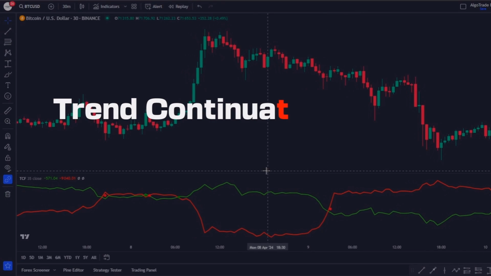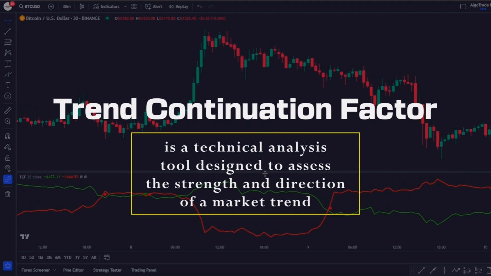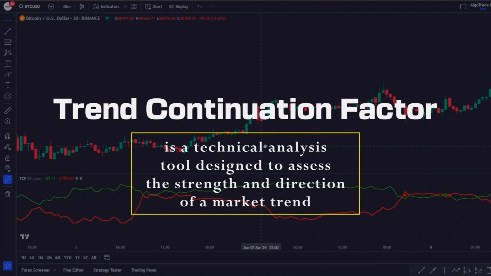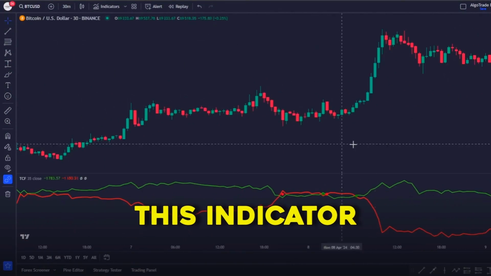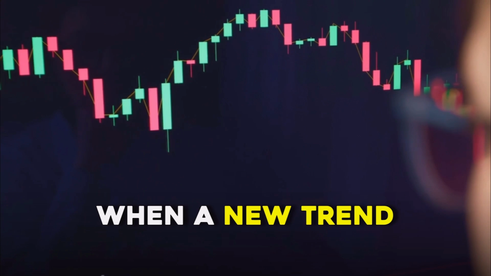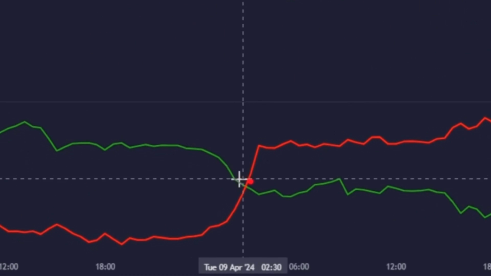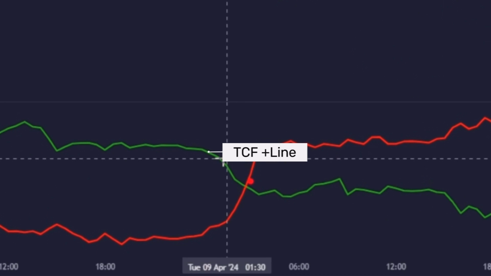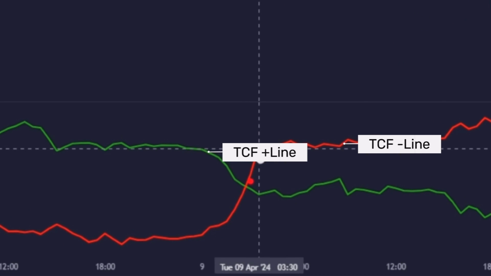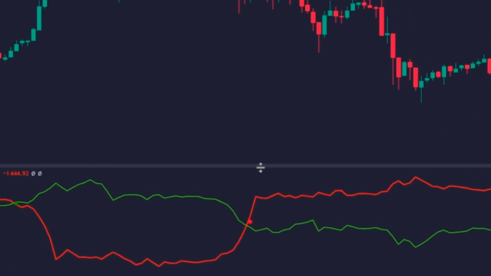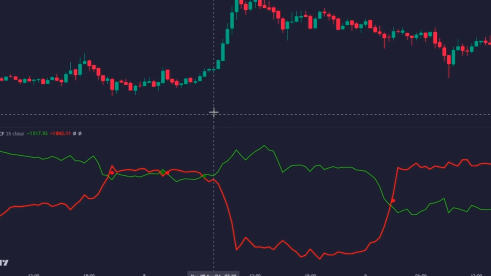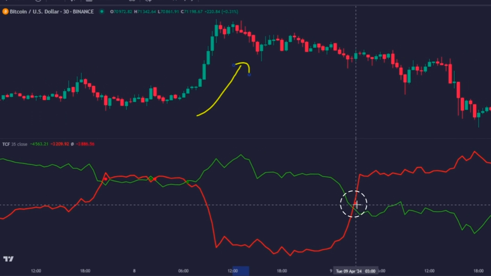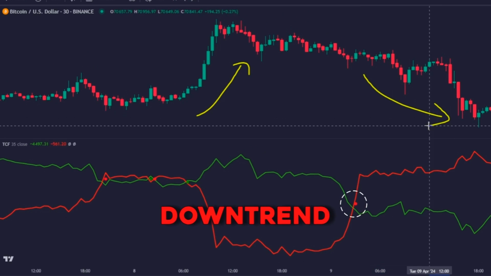The Trend Continuation Factor is a technical analysis tool designed to assess the strength and direction of a market trend, and traders use this indicator to identify when a new trend has begun. It is formed by these two lines, the green one, which is the TCF plus, and the red one, the TCF minus. When the TCF plus is above the TCF minus, it means the price is on an uptrend, and when the opposite is true, it means we are on a downtrend.